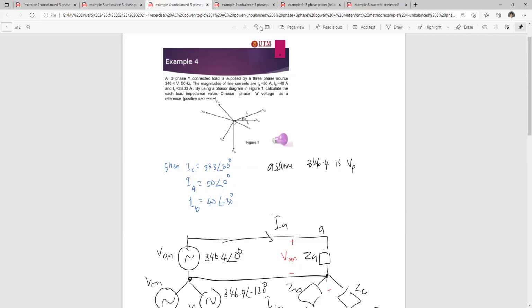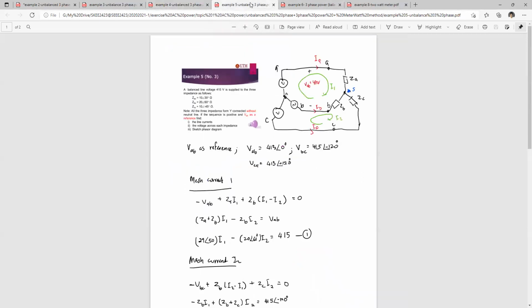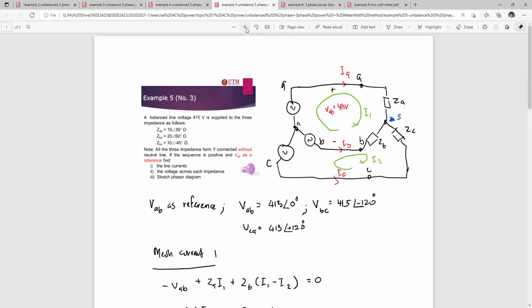Okay, let's move on to example 5. Example 5 I think consumes a lot of time, because you have to use mesh currents. This one refers to our notes, where the system is unbalanced. The load is unbalanced, but you don't have the neutral cable. The neutral cable has been taken out or maybe damaged. So you need to calculate the current and also the voltage.